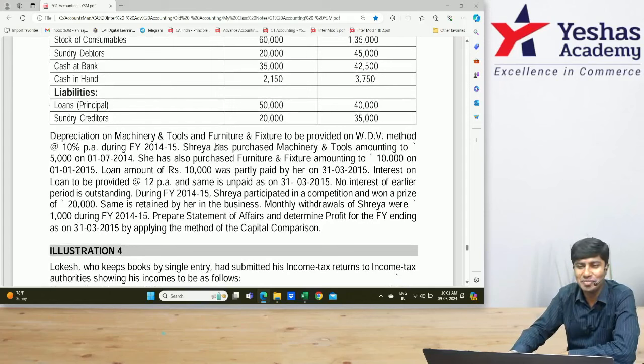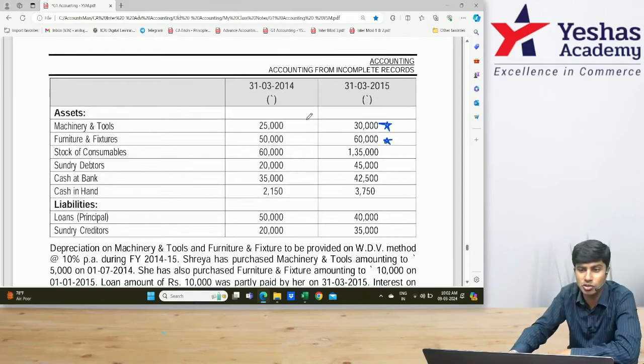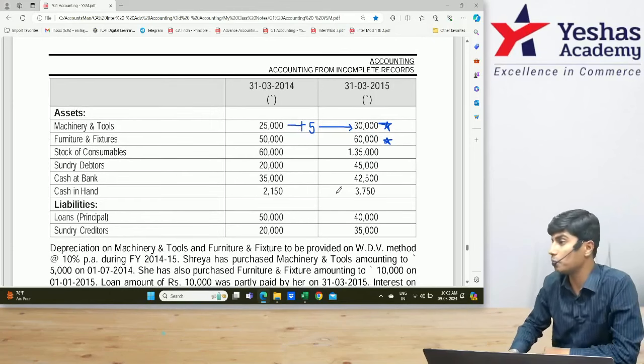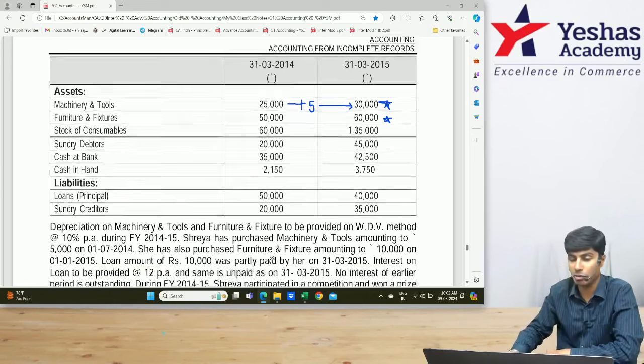What do we have after that? Shreya purchased machinery and tools amounting to 5,000. Machinery and tools, how much was it at opening? You don't have to add again. She's already added 5. That's how we arrived at 30. But depreciation she has not provided. We should provide depreciation.